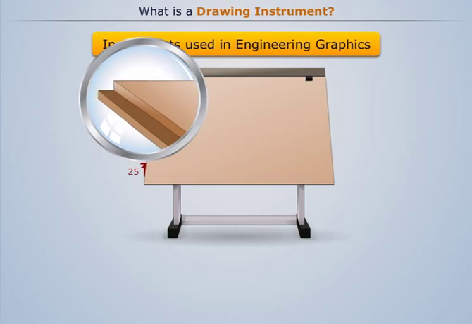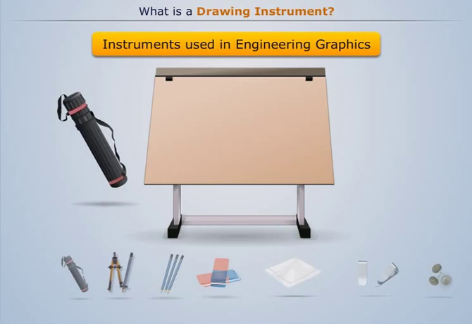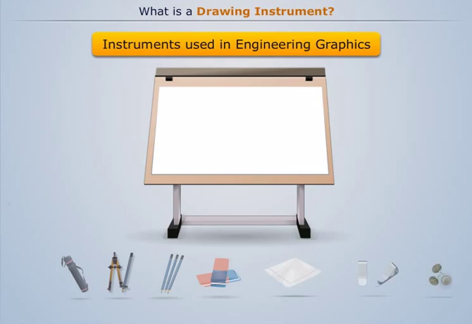Drawing board side is 25 mm thick. The surface of the board is smooth. Drawing sheet holder is used to carry and hold the drawing sheet by folding the sheets round.